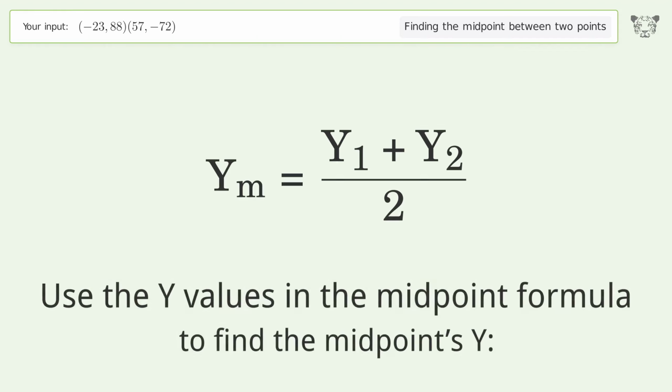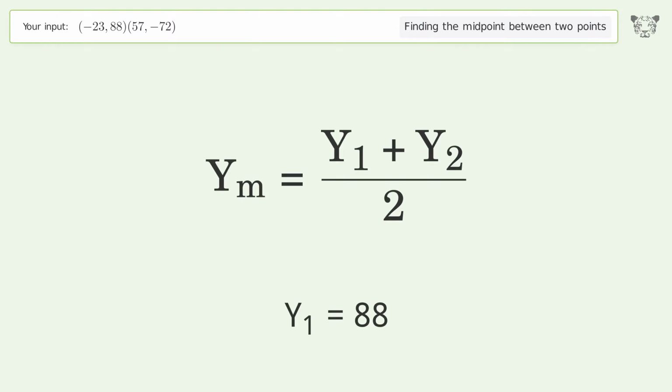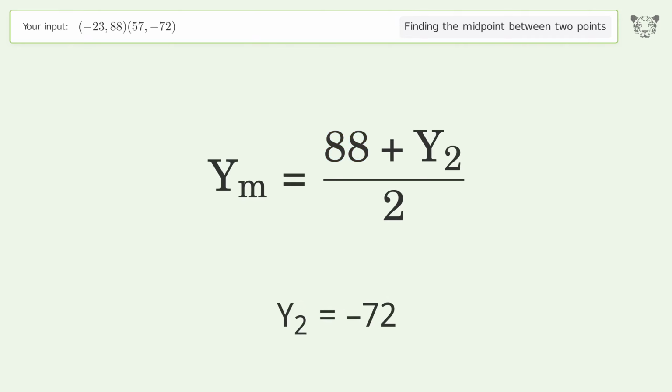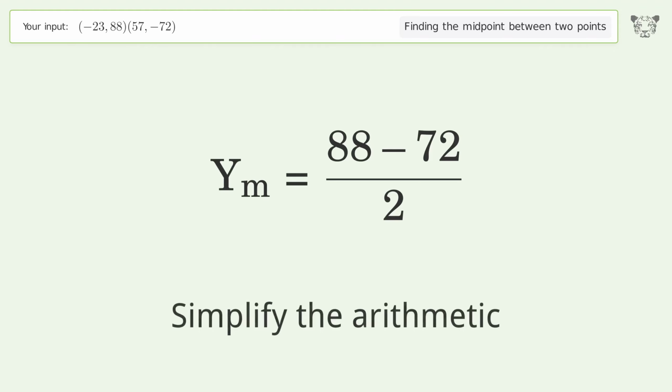Use the y values in the midpoint formula to find the midpoints y. y1 equals 88. y2 equals -72. Simplify the arithmetic.